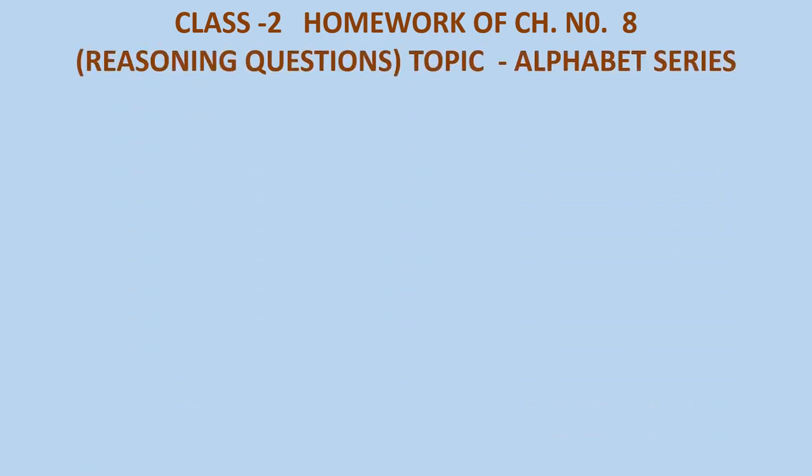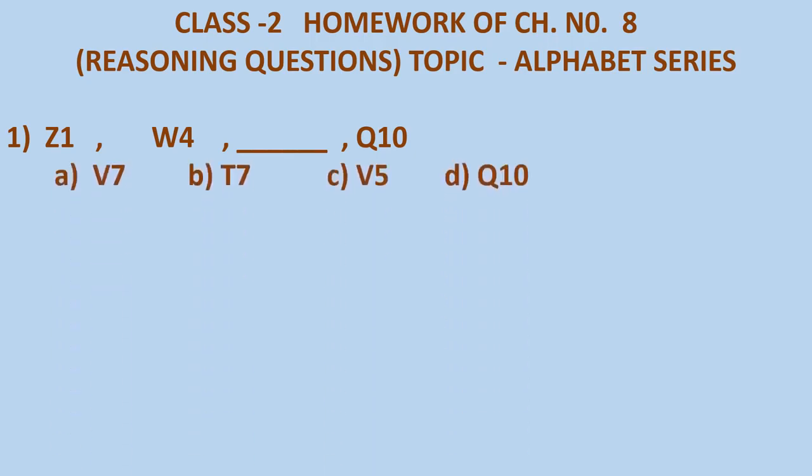Now beta you have to do homework of chapter number 8. I am giving you 5 questions to do. Okay, so in question number 1 it is given Z1, W4, then dash, then Q10, and the options are V7, T7, V5 and Q10. Okay, so you have to see what is the relationship between alphabets and numbers. Okay, and then you have to fill this blank.